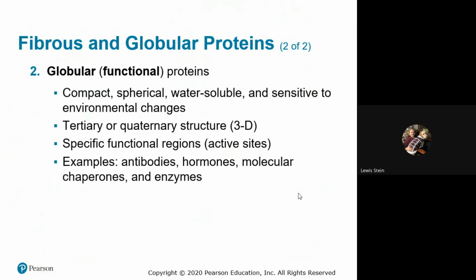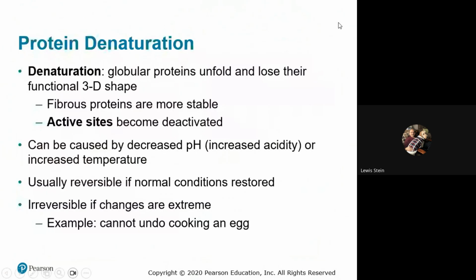The one that's a little bit different, what they're talking about there, these are the globulars. Denaturing unfolds them, and they lose their functional 3-dimensional shape. Fibers are more stable, okay? When you denature, the active sites disappear, whether it's increased acidity or increased temperature, and usually it's reversible if you get to it in time. Irreversible: uncooking an egg, etc., etc.